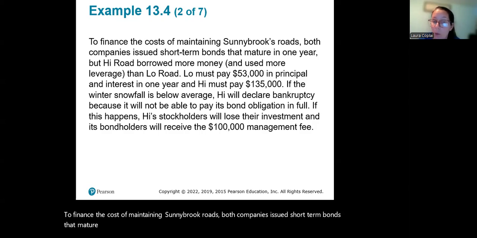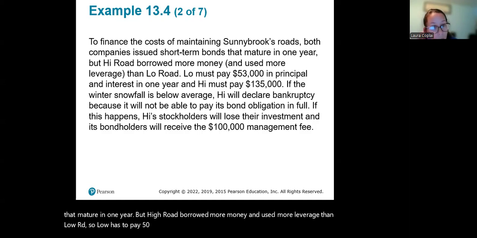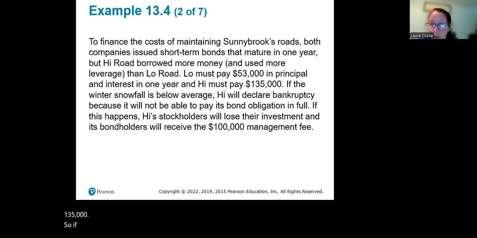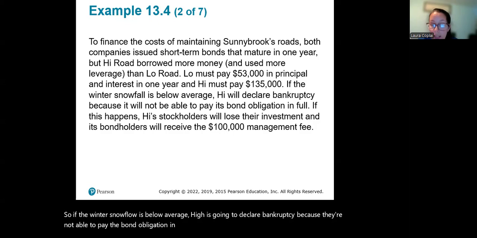To finance the cost of maintaining Sunnybrook's roads, both companies issued short-term bonds that mature in 1 year, but High Road borrowed more money and used more leverage than Low Road. So Low has to pay $53,000 in principal and interest in 1 year, and High has to pay $135,000. So if the winter snowfall is below average, High is going to declare bankruptcy because they're not able to pay the bond obligation in full. If this happens, their stockholders will lose their investment and their bondholders receive that $100,000 management fee.